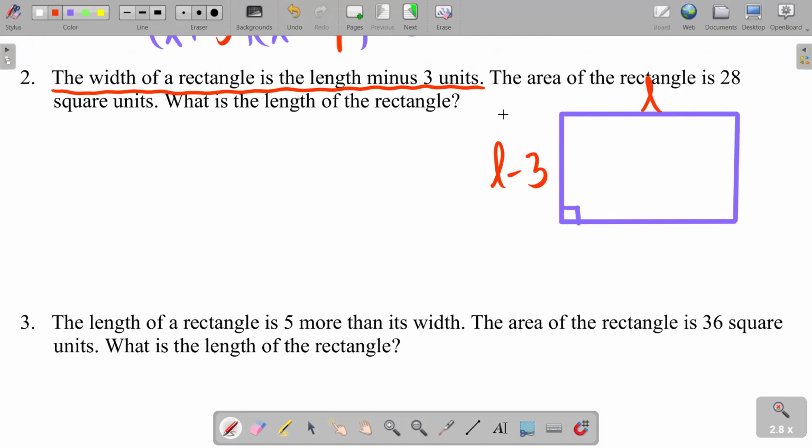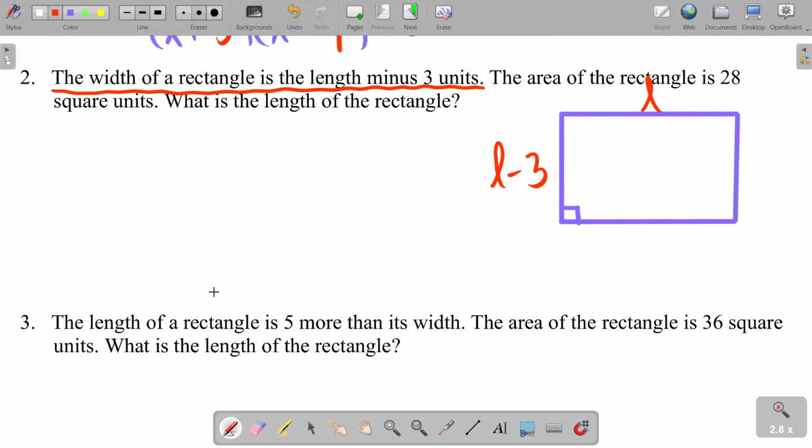So you know this, even though you haven't taken the class called geometry yet. You know this from probably 6th grade or 7th grade. How do you find the area of a rectangle? Width times length, or length times width, in either order.